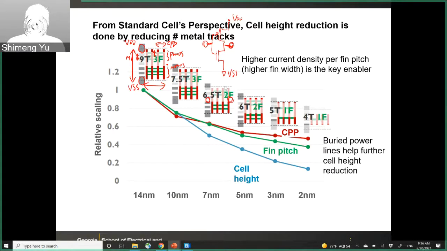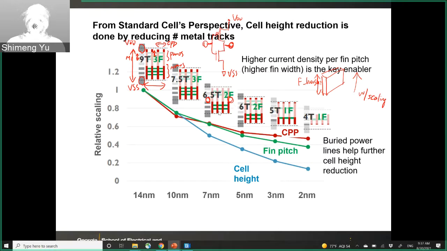Okay, so here I want to point out the reason that you can do this so-called fin depopulation is because of the FinFET technology. As you scale down, the fin height will increase. We'll talk about the FinFET in more detail later. If you think about the fin, the fin height is going to increase with scaling. That means one fin can deliver more current.